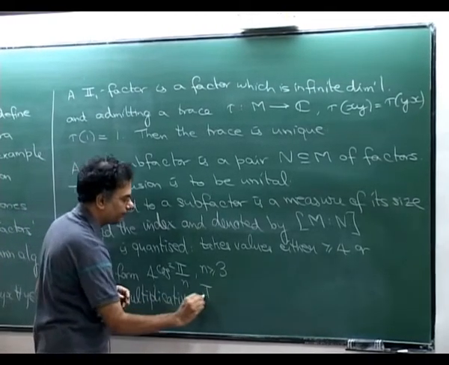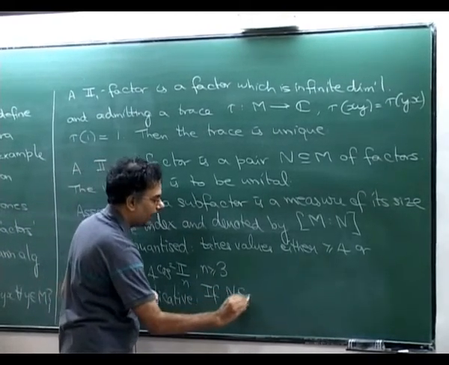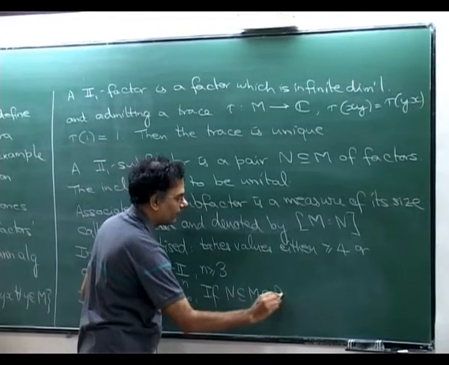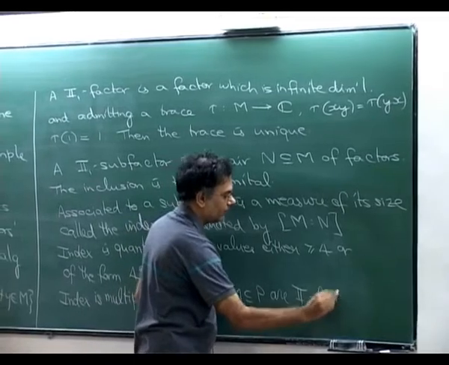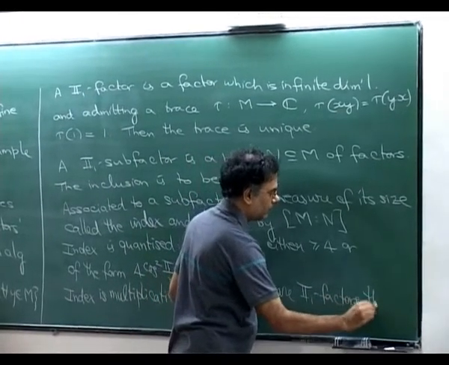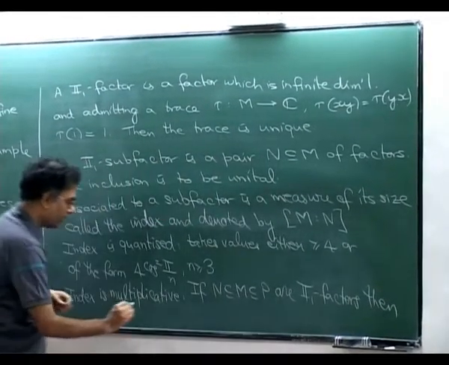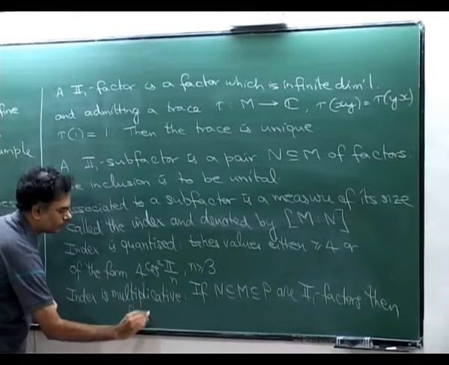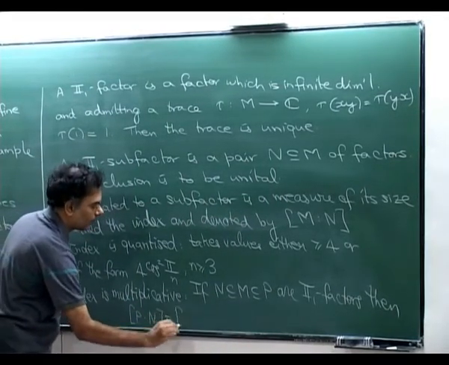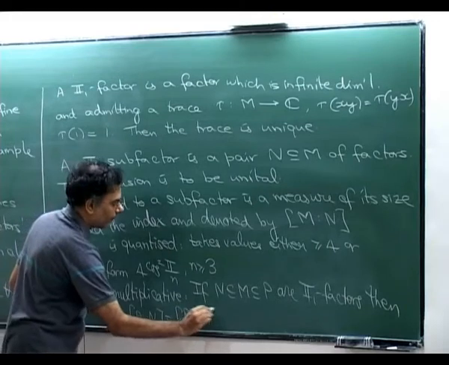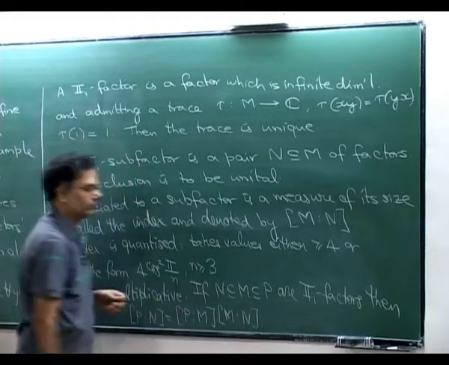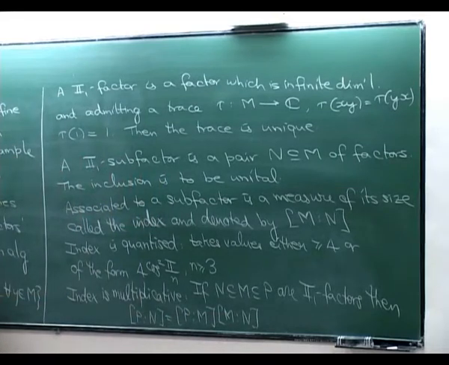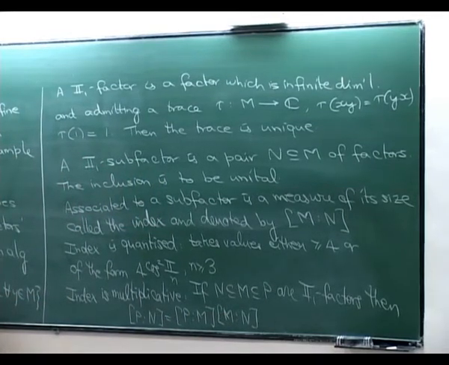That means if n and m in P are II_1 factors, then [P:n] is the product of [P:m] and [m:n]. That is some property that the index satisfies.